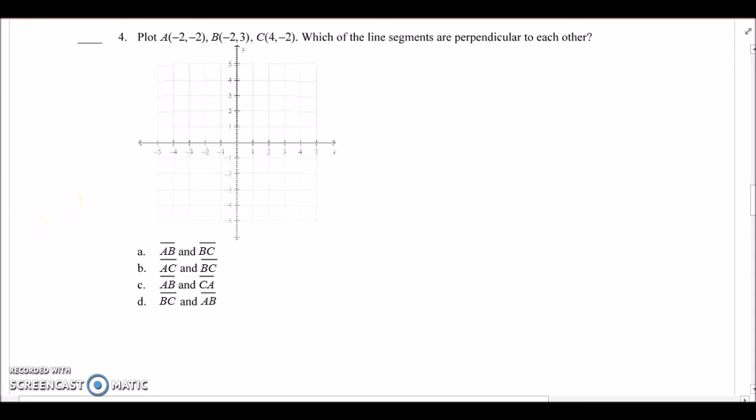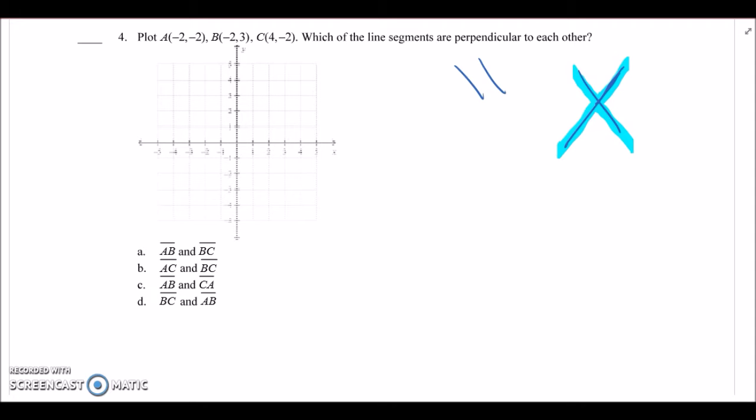All right, let's look at the next one. Plot A, B, and C. Which of the line segments are perpendicular to each other? Well, remember, this is parallel, right? This is perpendicular. So you could have a line segment here, and a line segment here, and there's a line segment here and one here. So let's plot these and see what we have.